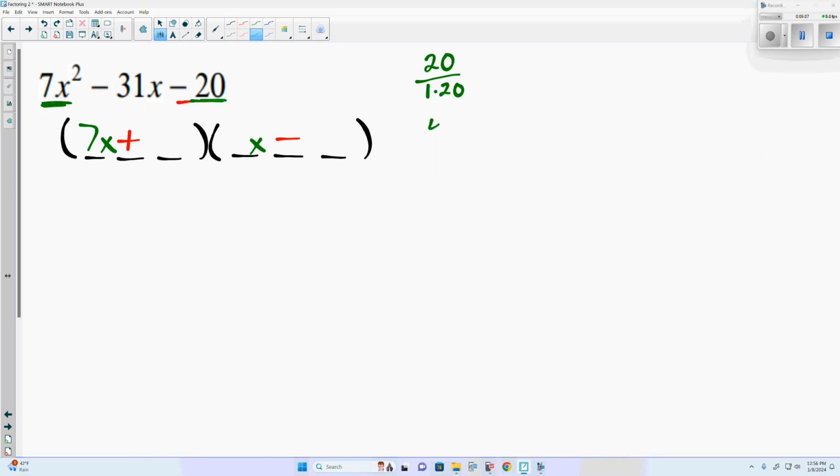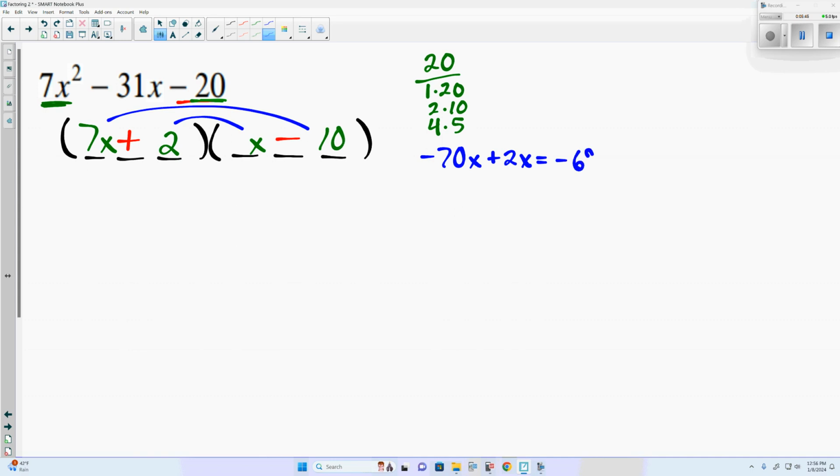1 and 20, 1 and 5, 2 and 10. So we do have more than one set of factors, so we'll go on and list them out. Which one do we want to try first? 2 and 10. So we'll pick a set of factors and then check and see if this works. Our 7x times negative 10 is negative 70x. Our 2 times x is going to be positive 2x, so plus 2x. And negative 70x plus 2x is negative 68x.